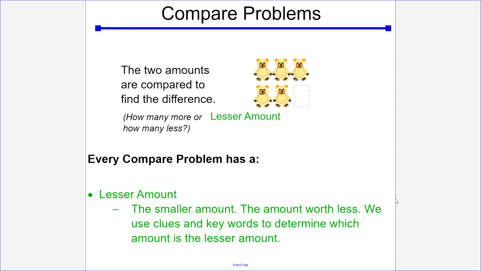All compare problems also have a lesser amount. It's the smaller amount or the amount worth less. In the teddy bear problem here, the lesser amount is 2 teddy bears because 2 teddy bears is clearly less than the other whole 3 teddy bears.